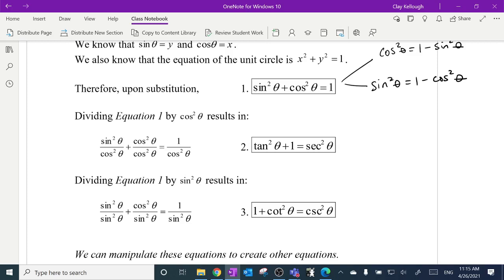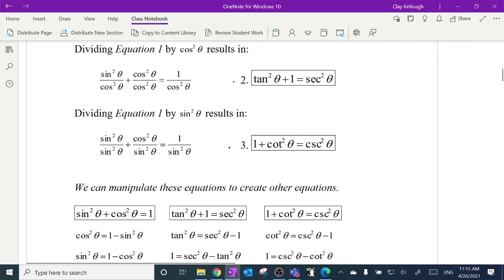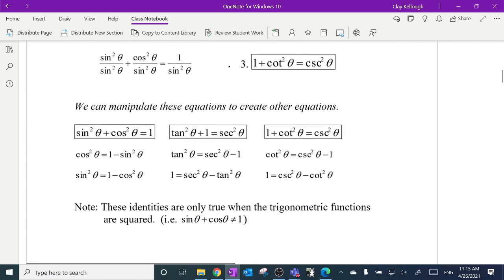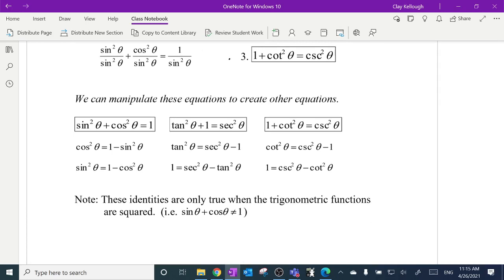What if instead of dividing this entire equation by cosine, what if I divided it by sine? Well, sine over itself is 1, cos over sine is cotangent, and 1 over sine squared is cosecant. These three things have to be true any place that you don't have non-permissible values, so we can use them as our first three trigonometric identities. And we can manipulate these equations to create other equations as well, again, just by rearranging them.